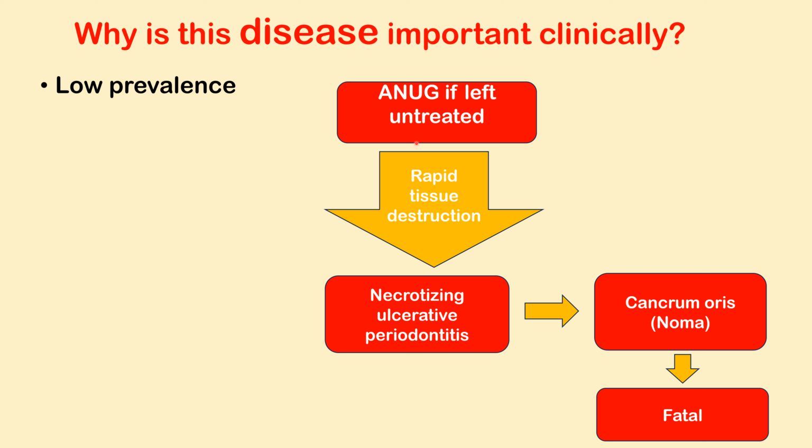ANUG is also known as Vincent's disease since in the 19th century a French physician called Vincent first described this condition. The other term is trench mouth, since during World War I, the soldiers who were living with high stress, poor nutrition, and inadequate oral hygiene also developed this kind of condition. Other names for ANUG include fusospirochetal gingivitis, acute ulcerative gingivitis, and necrotizing gingivitis.